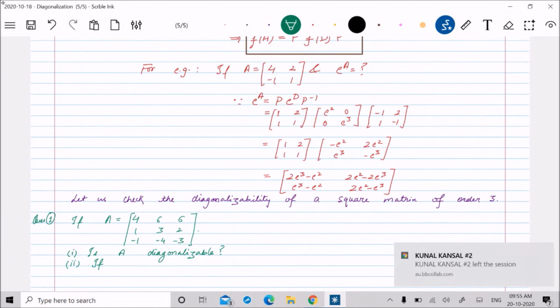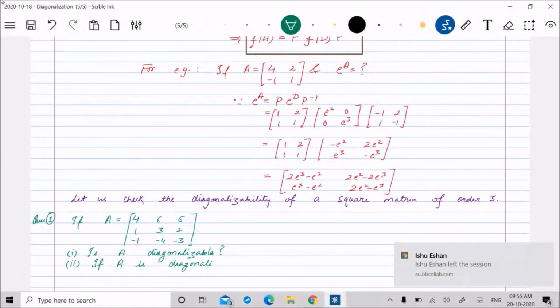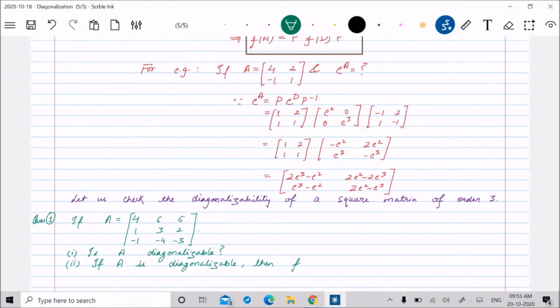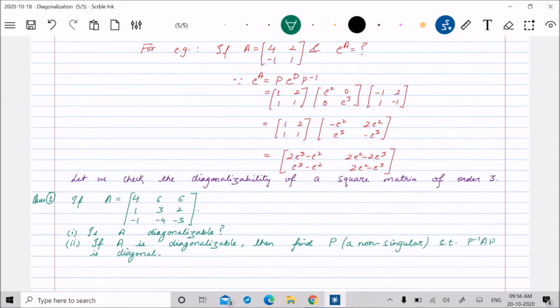Second part, if A is diagonalizable, then find P, a modal matrix, a non-singular matrix. Note that it should be non-singular, and it will be non-singular, of course, such that P inverse AP is a diagonal matrix. And generally, we write just diagonal. That's it. P inverse AP is diagonal. We don't write matrix every time.